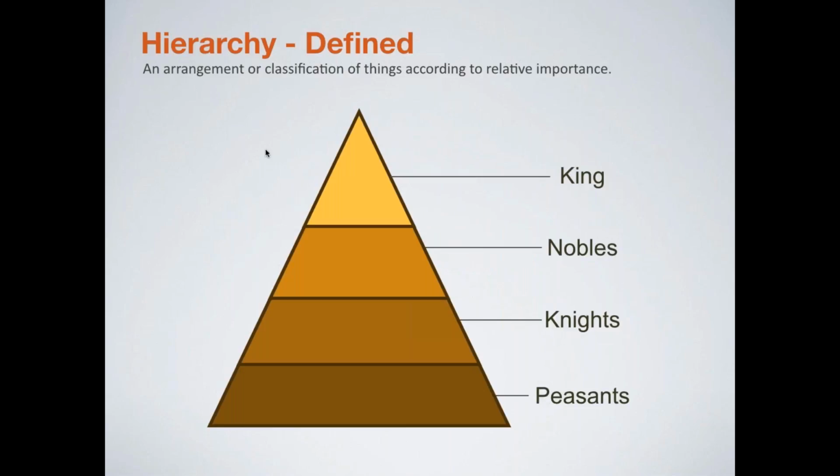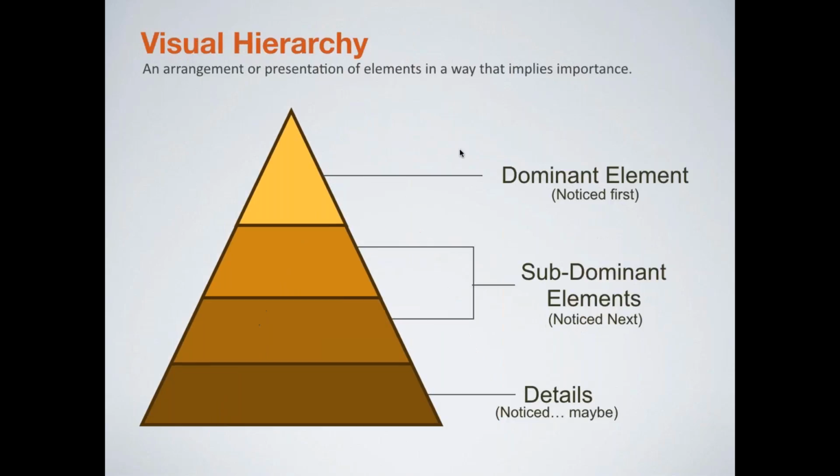So it's a ranking. In medieval society, we had the hierarchy of the royalty. Below them were the nobles. Below that were sort of the knights, and then the peasants or the workers. And that's a well-known hierarchy. But we're talking about visual hierarchy, so we're talking about order of importance from a visual standpoint.